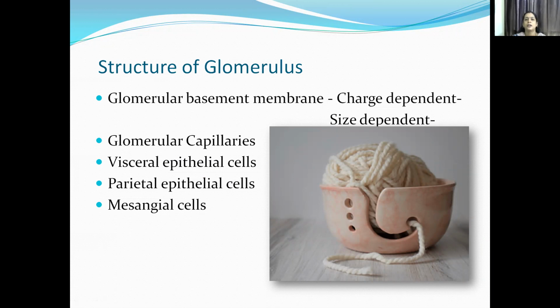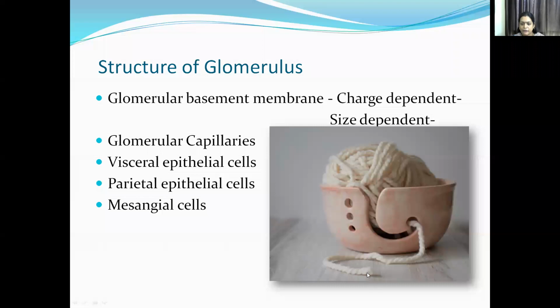What is a glomerulus? Glomerulus is nothing but a tuft of the capillaries which are formed by the efferent arteriole, and then they are invested by two layers of the epithelium, that is the visceral epithelial layer and the parietal epithelial layer, and then the interspace which is present between these capillaries is being supported by the mesangial matrix and the mesangial cells. So I just kept a picture to depict how the glomerulus looks like.